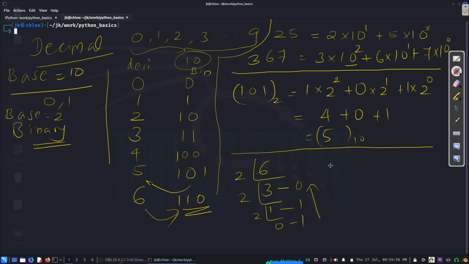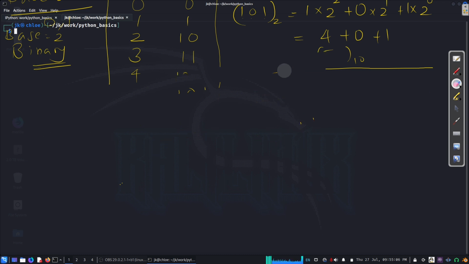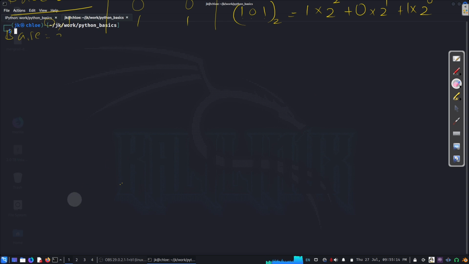Not only the binary system, we also have other systems in use. For example, we have the octal system, and we also have the hexadecimal system, which we will be using. If you look at the octal system, as the name indicates, we have 0, 1, 2, up to 7, so we have 8 digits.